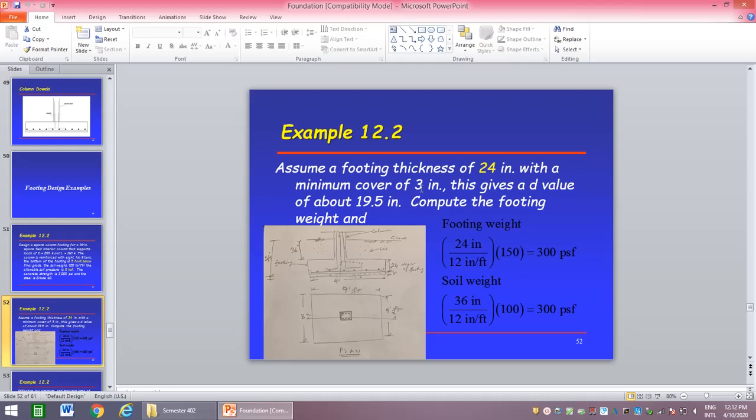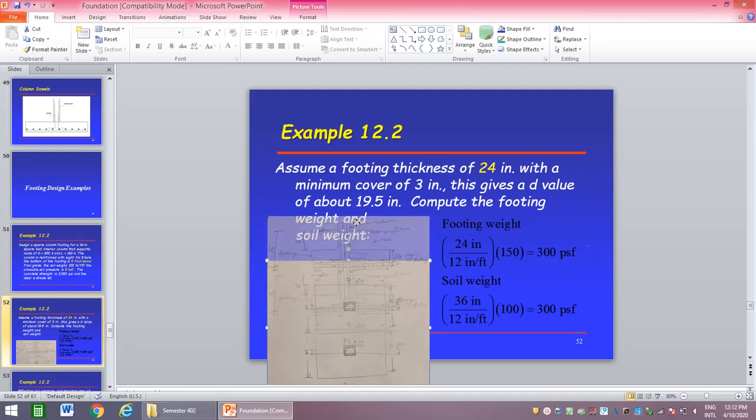It's up to you. You can take 3 inches, 3.5, or 4. It depends on how much minimum cover you are taking. If it is mentioned, you have to take that cover. We already explained that the effective depth is 19.5 because 24 minus 3 minus 1.5. So you can easily take 24 minus 4.5. It is 19.5.